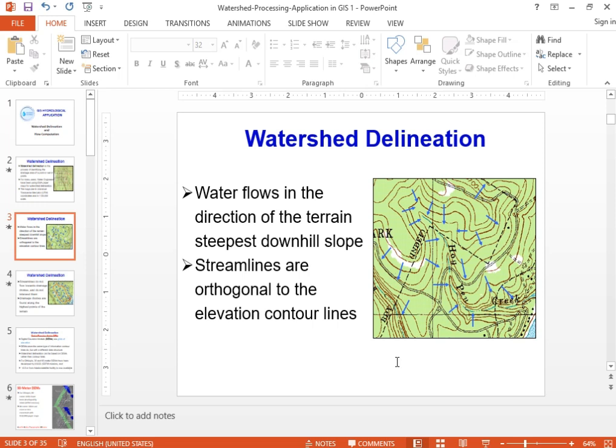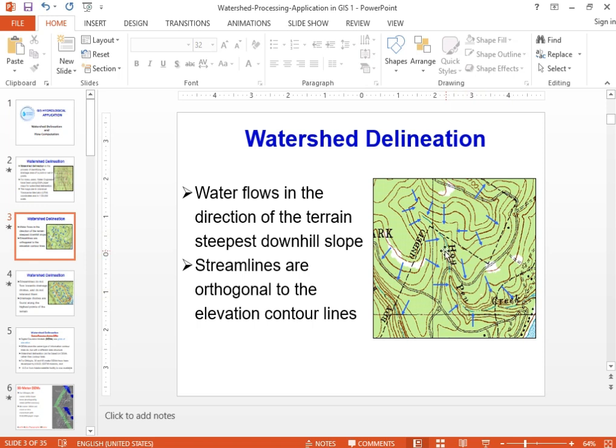As you know, water flows in the direction of the terrain's steepest downhill slope. If you see this map, the direction of the water flow indicates the downhill slope. Therefore, streamlines are orthogonal to the elevation contour lines. They are orthogonal to the contour lines.